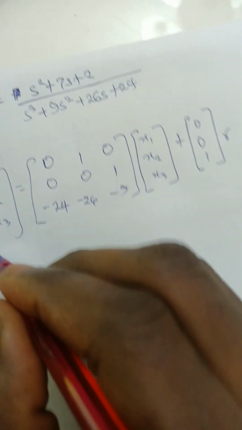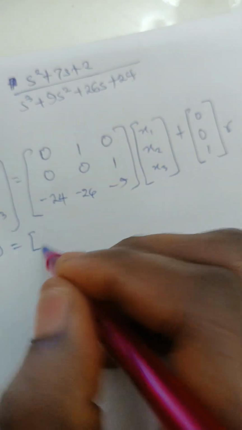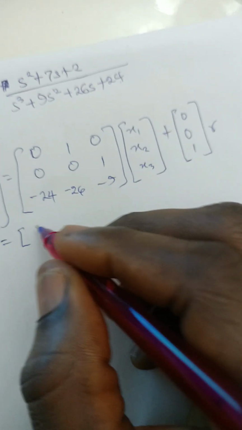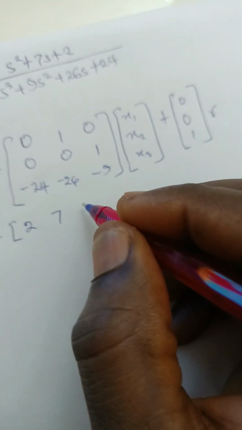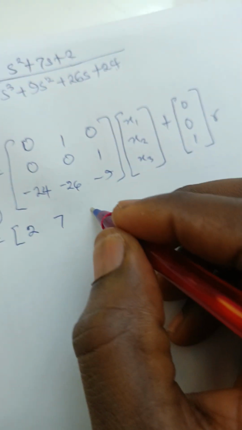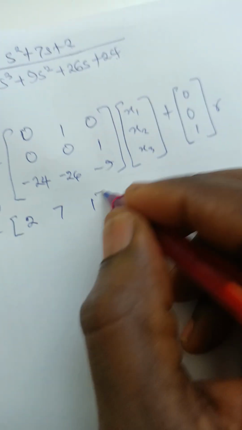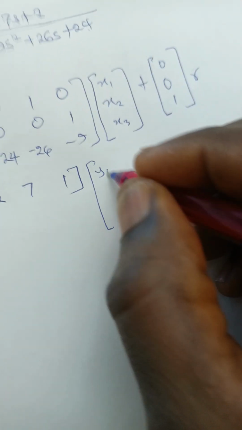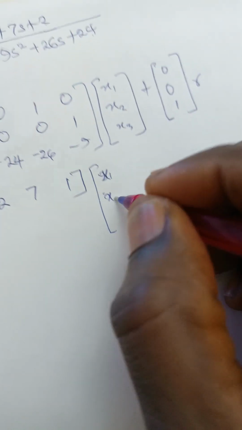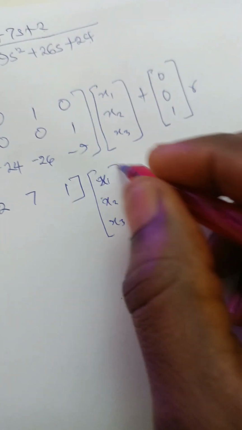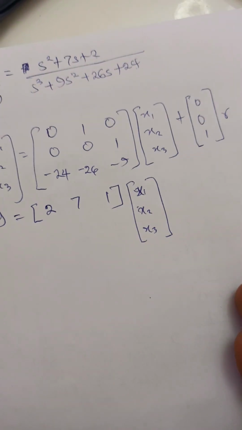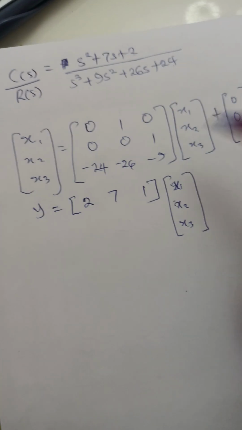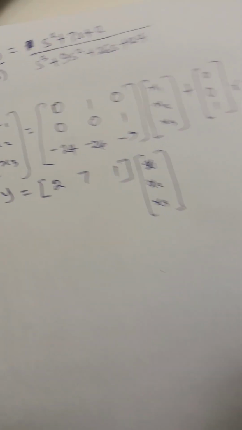So our y is going to be 2, 7, 1, then x1, x2, x3. So this is our state space equation that we derive from this, which is a normal thing we do.